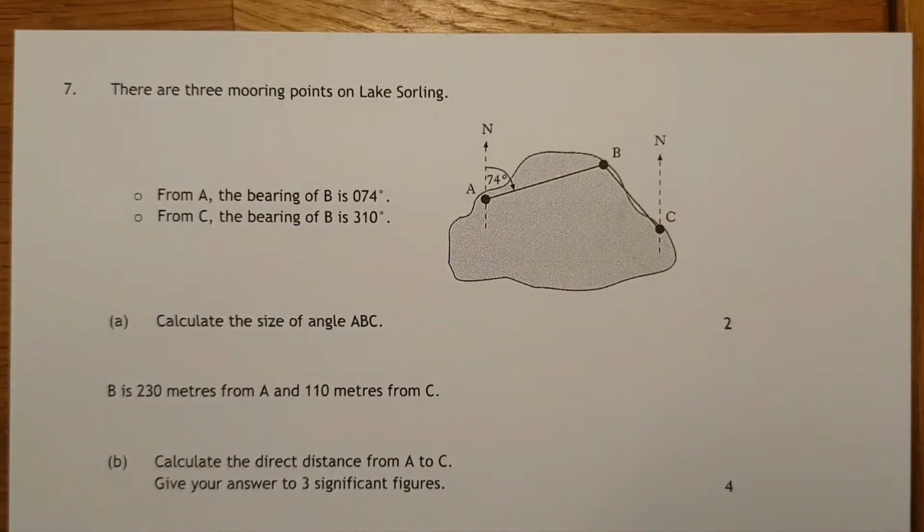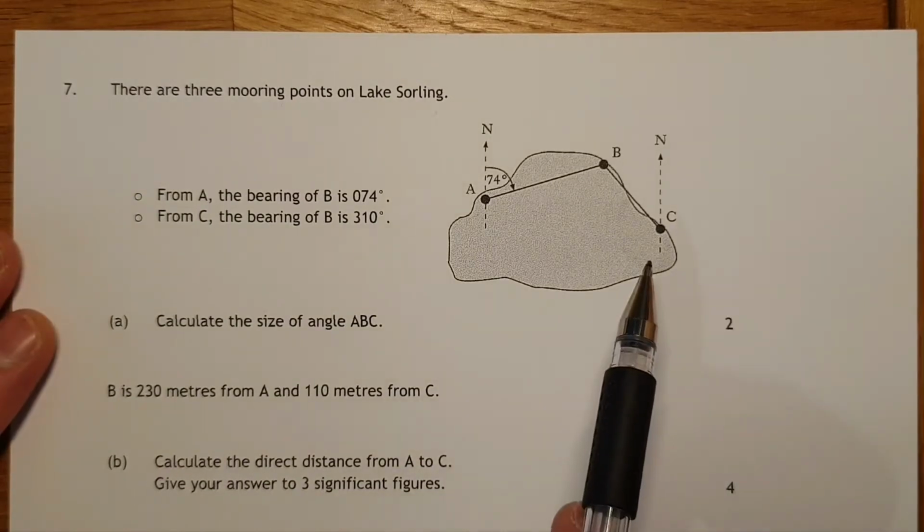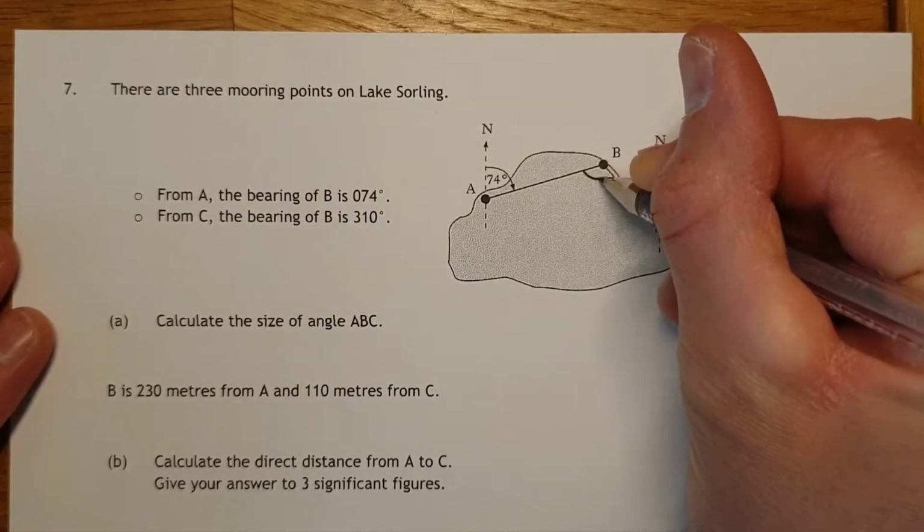National 5 Maths Practice Paper F, Paper 2. Now in this question what we have to do first of all is to find the size of angle ABC.